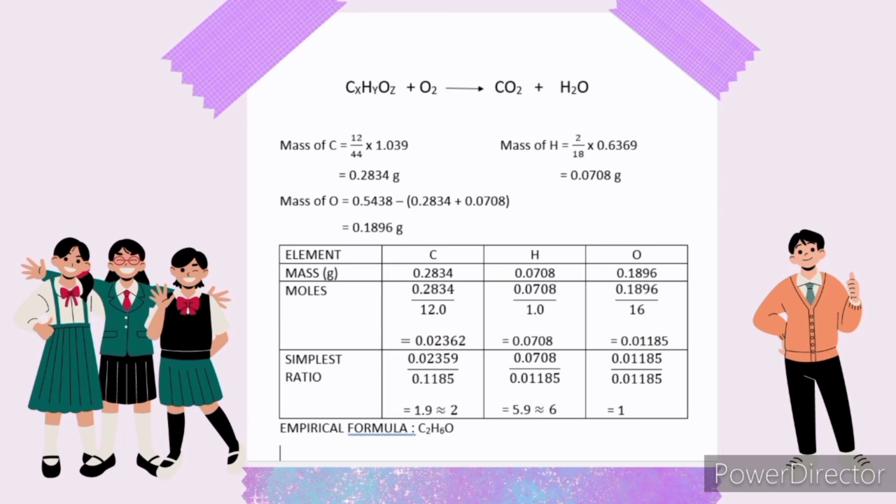First of all, we have to write the chemical equation. After that, we have to find the mass of each element. Now, we have to calculate the moles of each element. Then we divide all the elements by the smallest number of moles. And now we get the empirical formula, which is C2H6O.